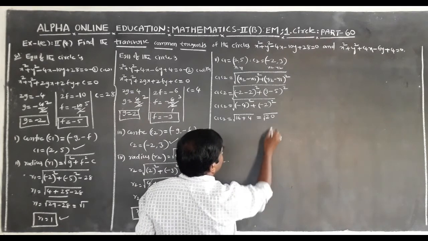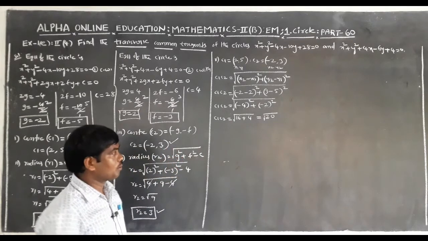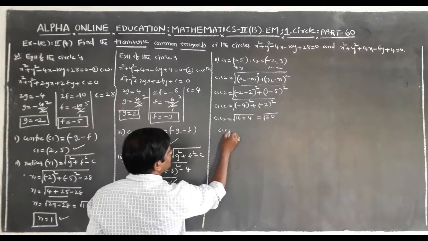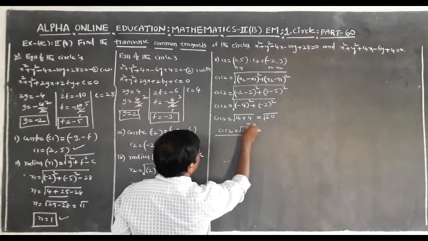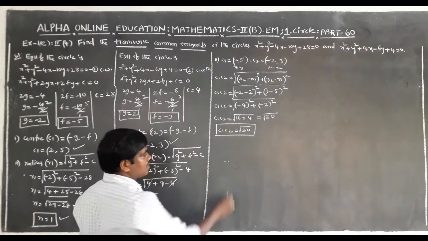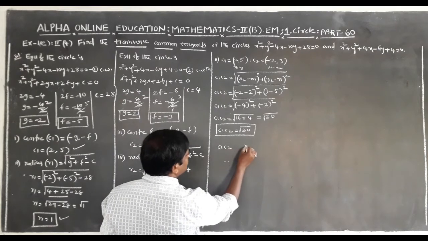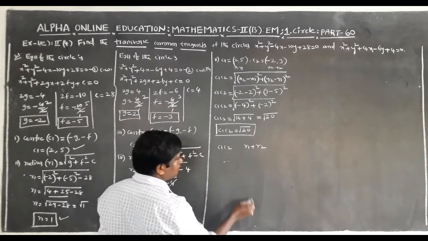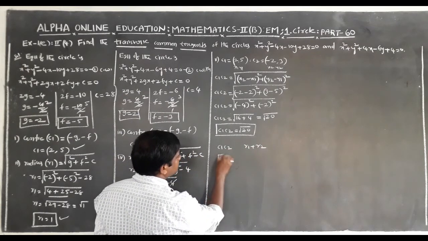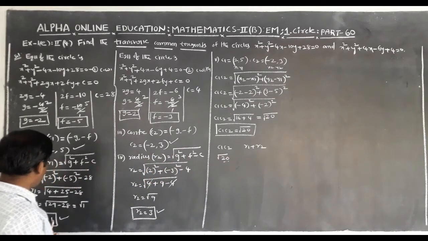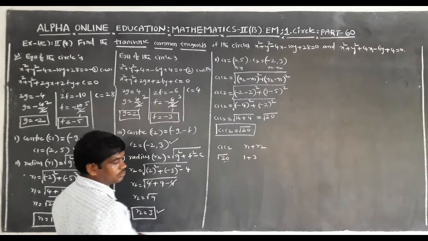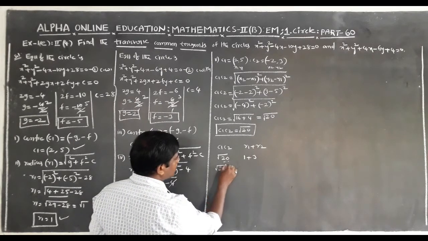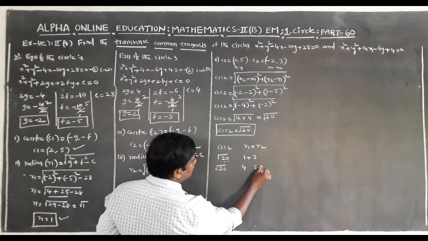Therefore, C1C2 is equal to root 20. Check the condition: C1C2 versus R1 plus R2. C1C2 is root 20. R1 is equal to 1, R2 is equal to 3. Root 20 versus 1 plus 3, which is 4.